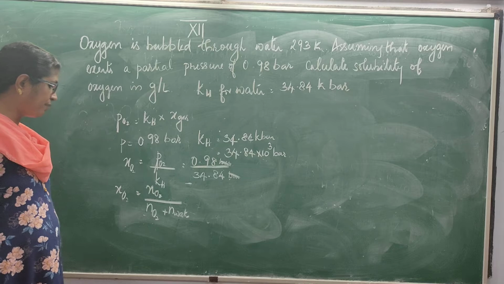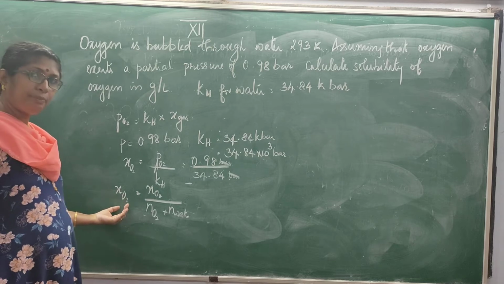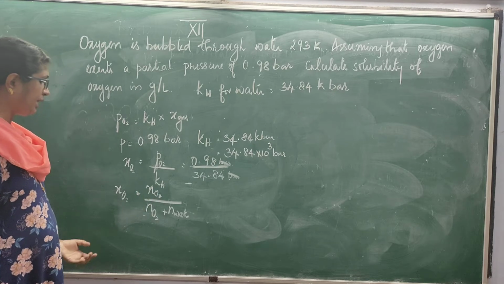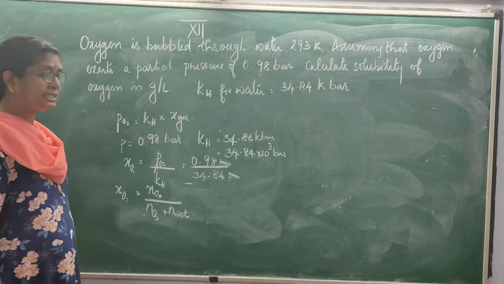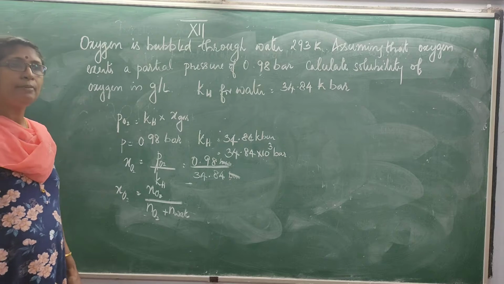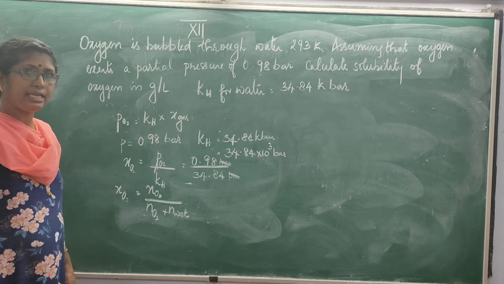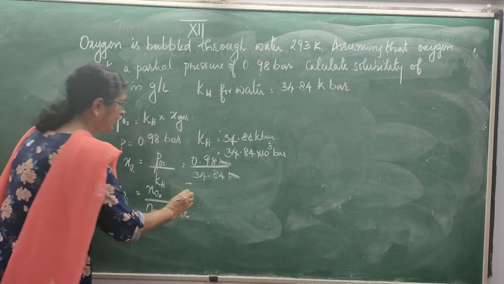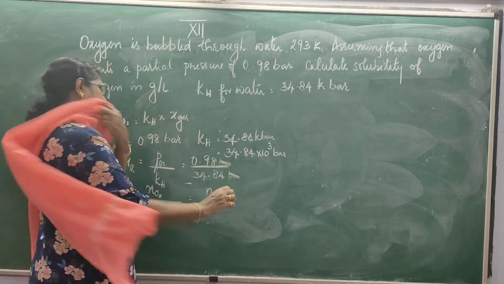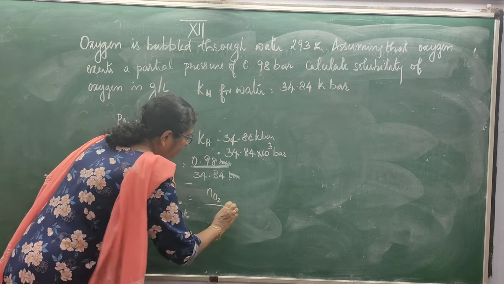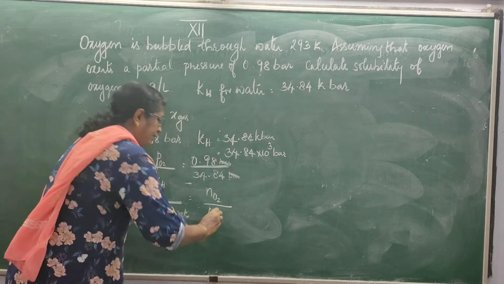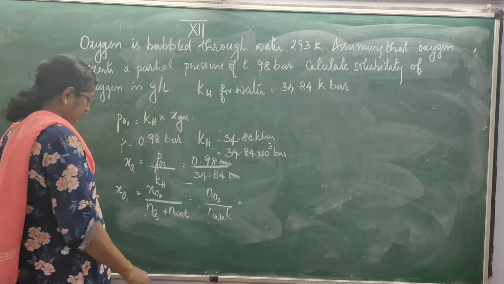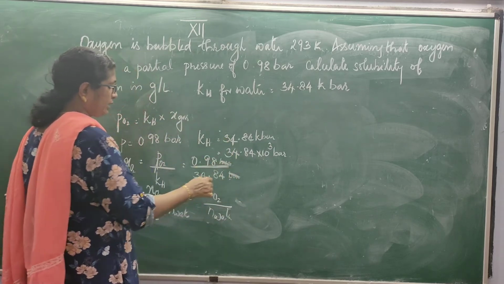So number of moles of oxygen you can find out from mole fraction. Mole fraction of oxygen is equal to number of moles of oxygen by number of moles of oxygen plus number of moles of water. Now number of moles of water is much higher in quantity when you compare with the number of moles of oxygen. So we can write it as number of moles of oxygen divided by number of moles of water. So x of oxygen, we got the answer here.